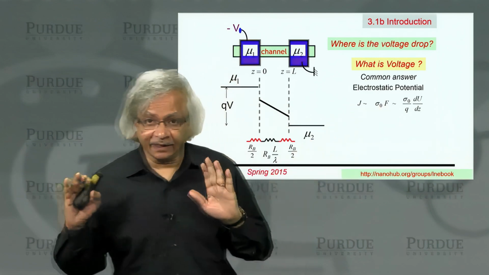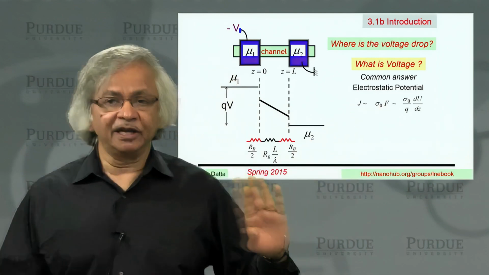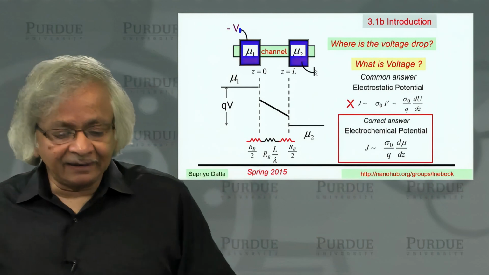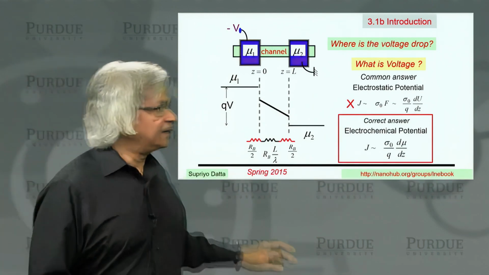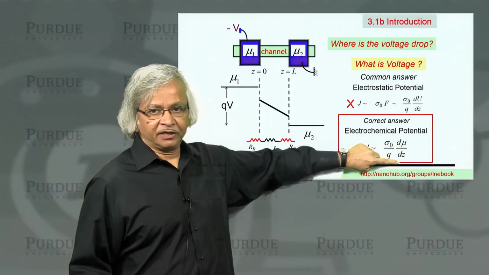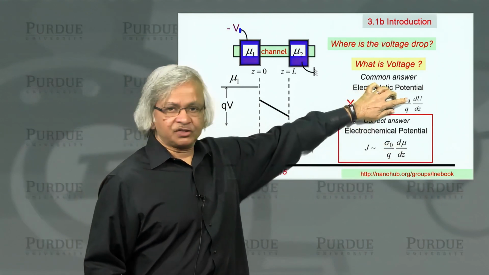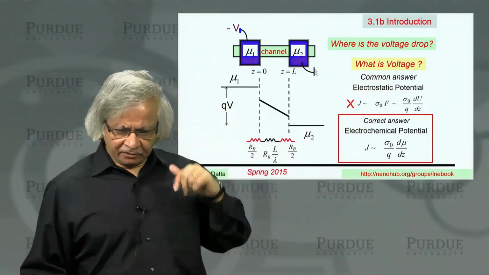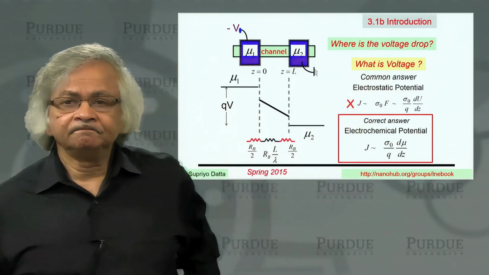And that's what you'll often hear from people. On the other hand, the correct answer, and I think all the experts will agree on that, is that the current is proportional to the slope of the electrochemical potential and not the electrostatic potential. Now let me elaborate on this a little more.